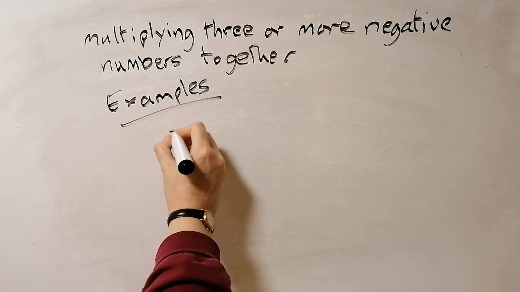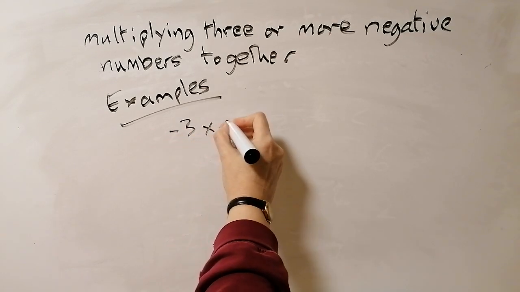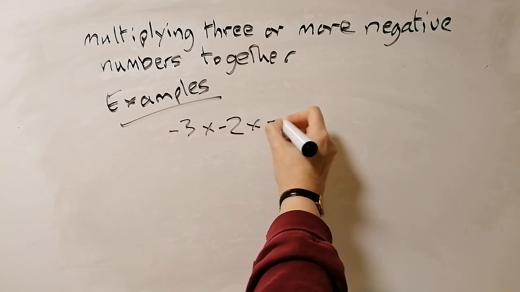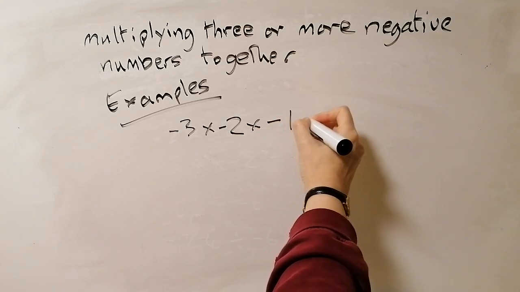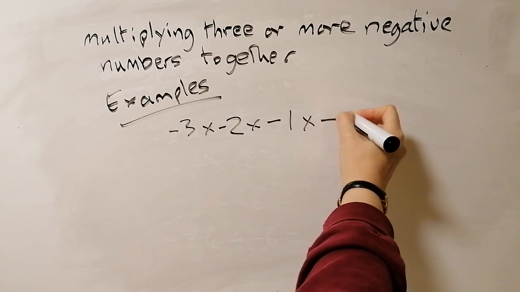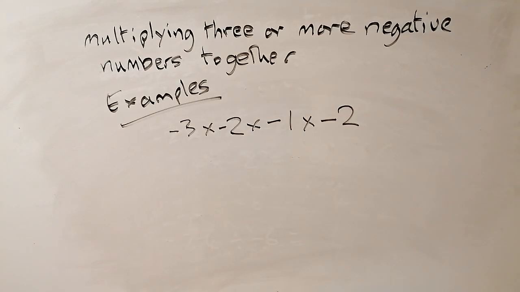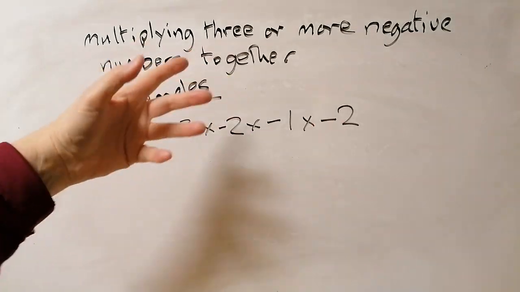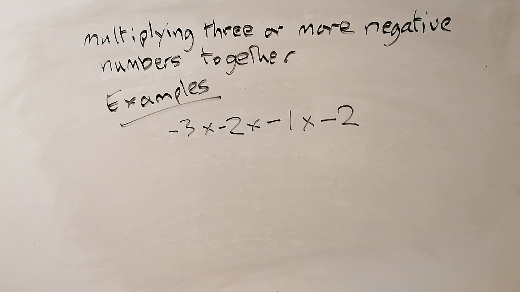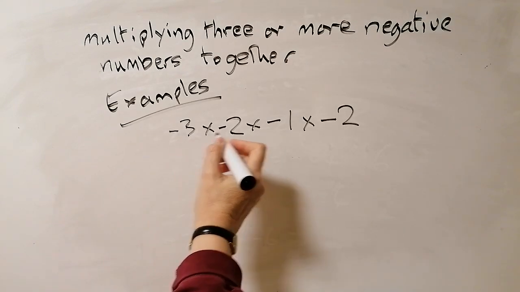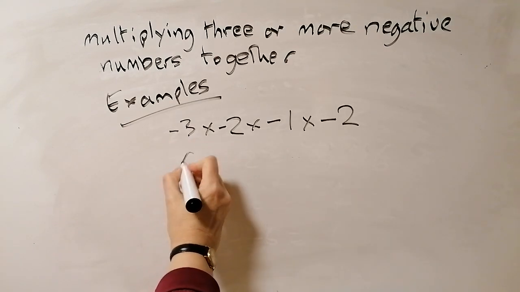What about this? Minus 3 times minus 2 times minus 1 times minus 2. Now we've got 4 numbers in the mix. And so let's do it little by little. Let's move from left to right. That's the way we'll work this out. And it really doesn't matter whether we go from right to left or in the middle out, because it's all multiplying. Minus times a minus, so minus 3 times minus 2 is 6.